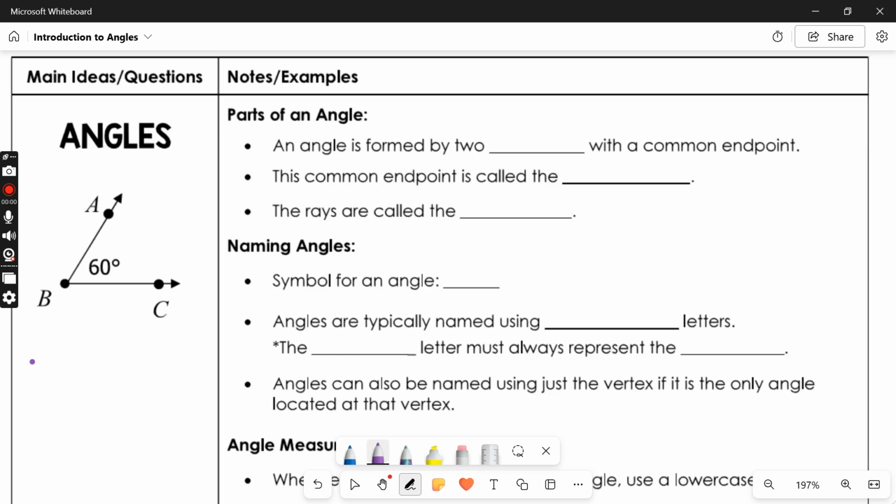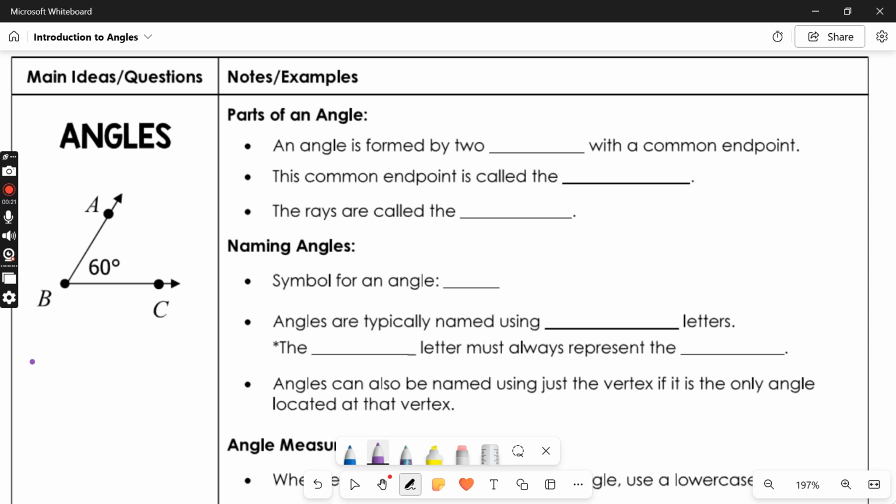Hi everyone. Today we're going to be starting a new unit for y'all about some geometry stuff. Hopefully some of the things we talked about today you've heard before. If not, that's okay. We're going to be looking at angles. So the first thing we're going to talk about is the parts of an angle.